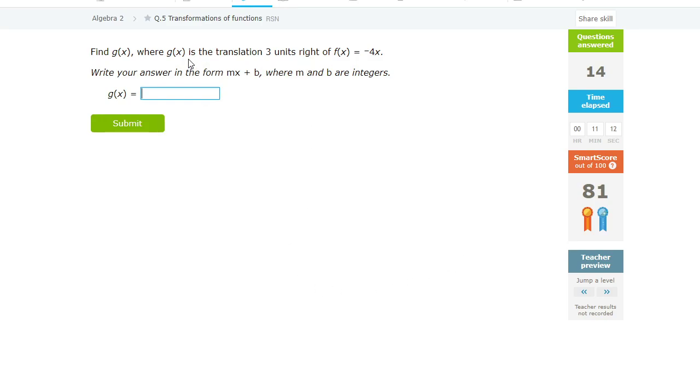All right, this one now, 3 units to the right. So if I'm going to go to the right, I'm subtracting 3. So then I'm replacing him with an x minus 3.